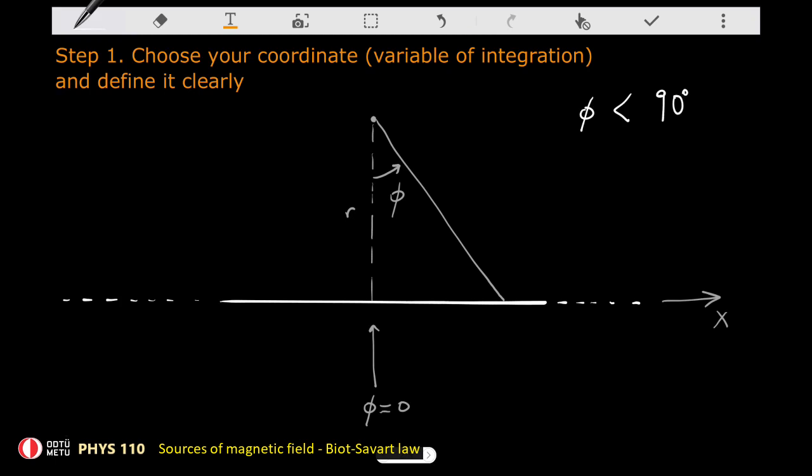And I know that since this point corresponds to phi equals 0, anything to the left of that point is going to have a negative phi value. So as a result, this point in here is going to have a coordinate phi which is negative, which means when I go to the far left, I'm going to reach minus 90 degrees.